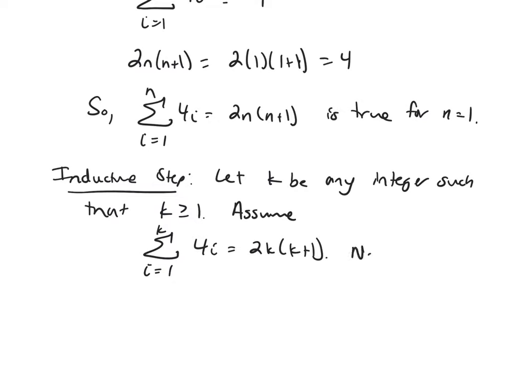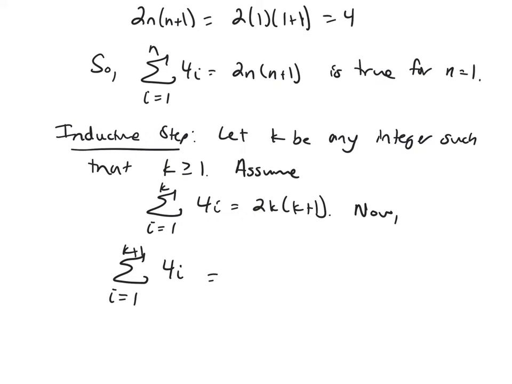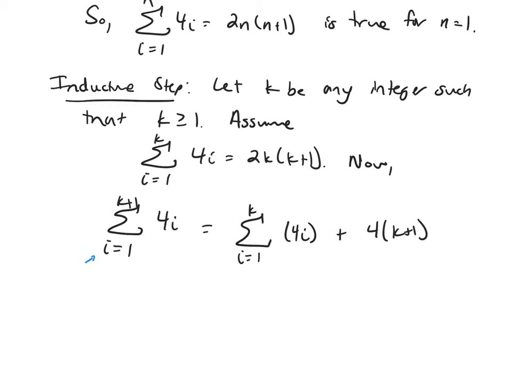So now we're going to look at this summation. Here you're adding up a bunch of terms together, and what you're going to do is peel off the last term. So I'm separating out when i is k plus 1 into a separate term. And for this part right here, we can use our formula. So this becomes 2k(k + 1).